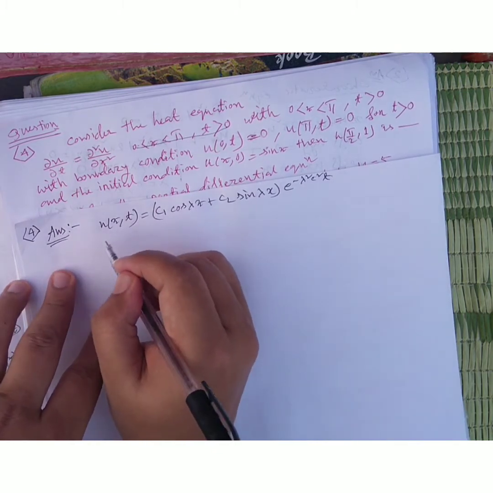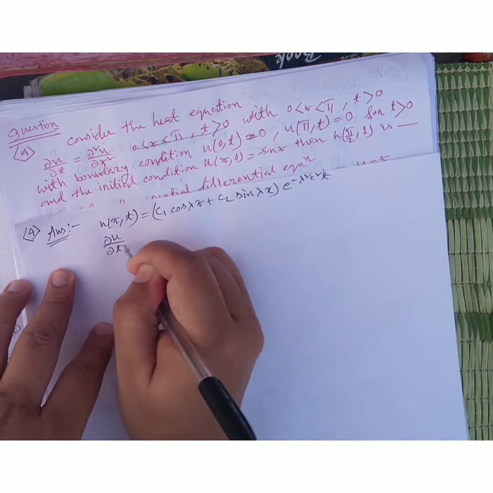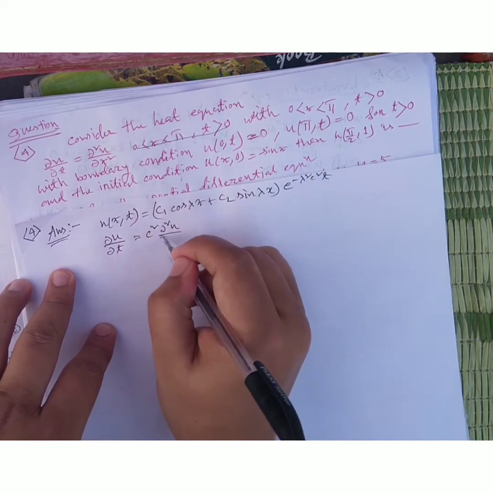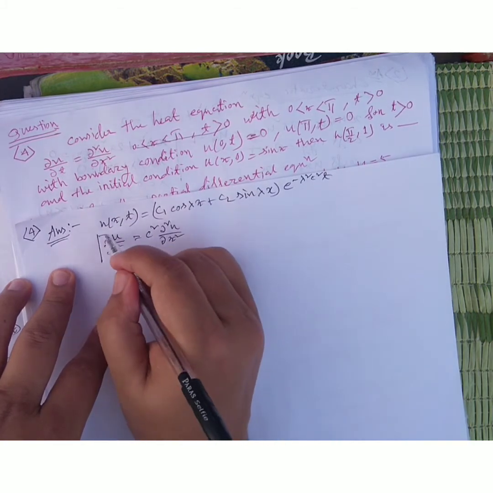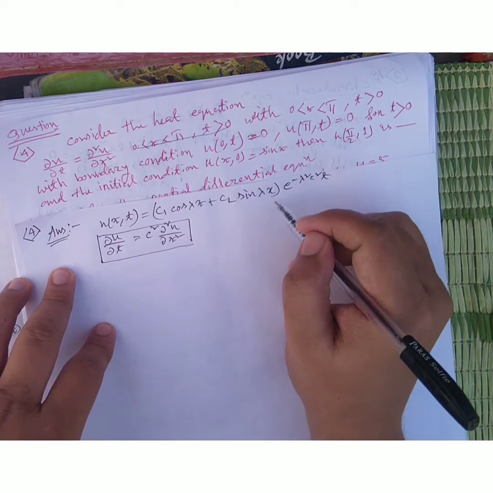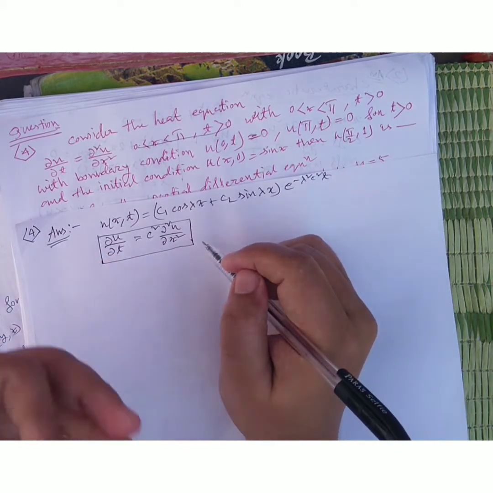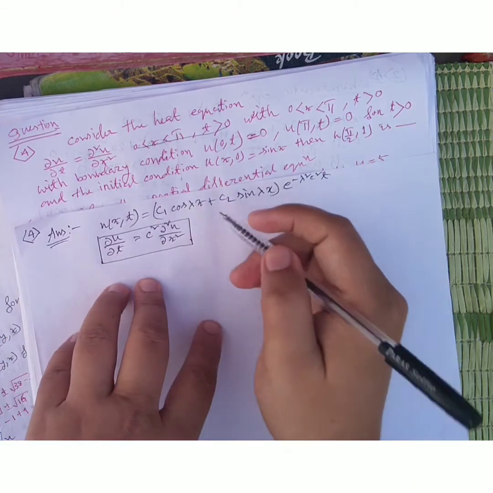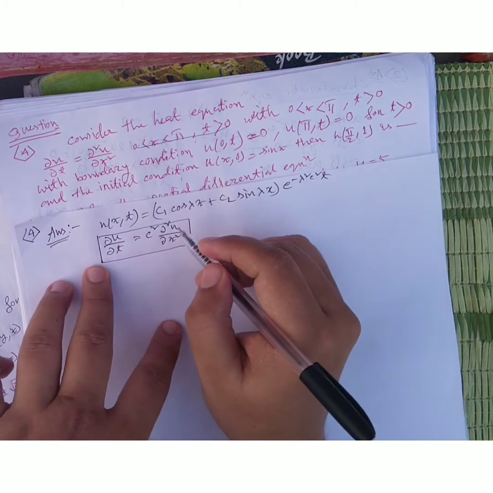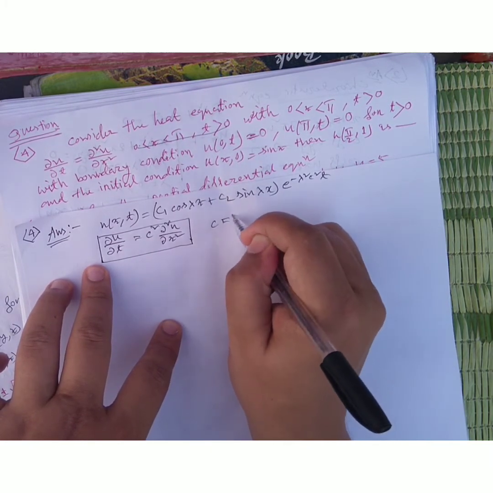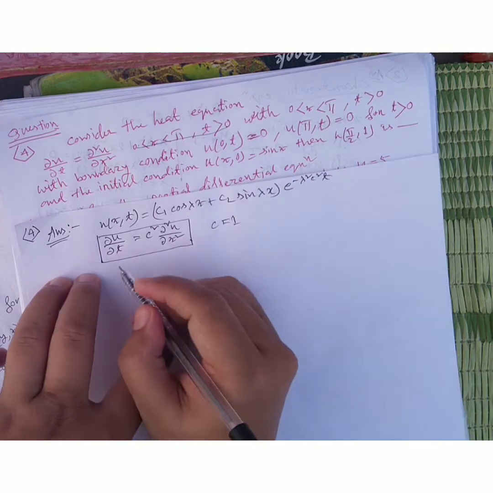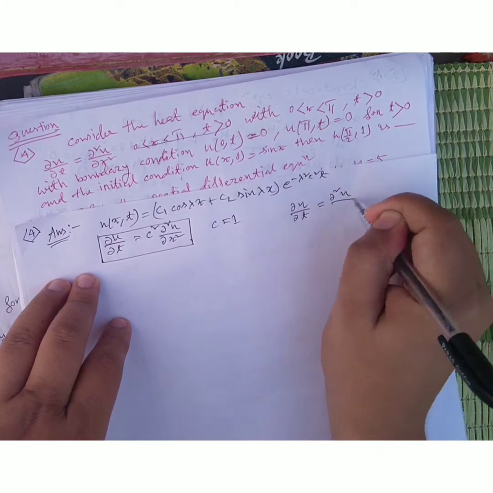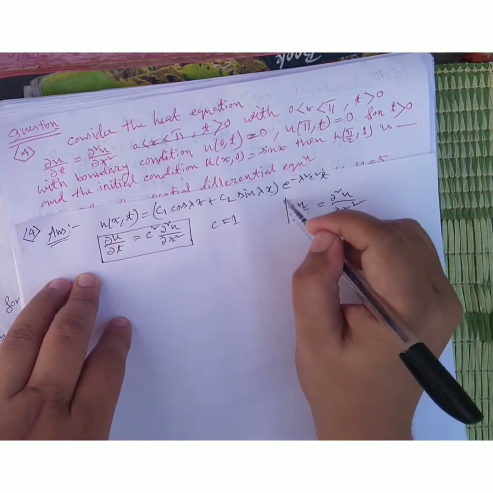In the case of del u by del t is equal to c square into del square u divided by del x square, must remember friends, only for this equation we use this solution. Okay, this is the heat equation. The wave equation is different. For the wave equation we use D'Alembert's solution and some IVP conditions. Here c is equal to 1, and the given equation is del u by del t is equal to del square u divided by del x square. Okay, these are the equations.